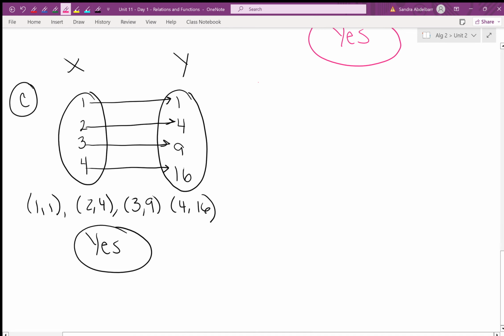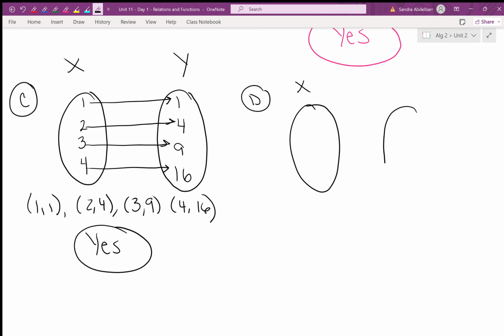All right, what about this next one? Again, here are the x-coordinates, here are the y-coordinates.